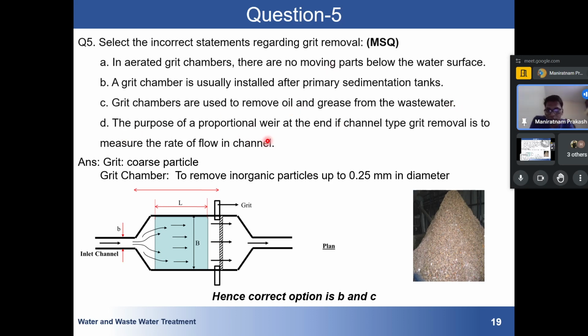The purpose of a proportional weir at the end of the channel is to measure the flow rate. I am not discussing this proportional weir in detail. At the end of this grit chamber there is a weir-type structure, a proportional weir. If you are not aware, I suggest you go to the internet and search this term, and you will see a nice picture. In a rectangular channel there will be a triangle shape in the middle, and some water will flow through. This structure helps in maintaining a continuous flow rate.